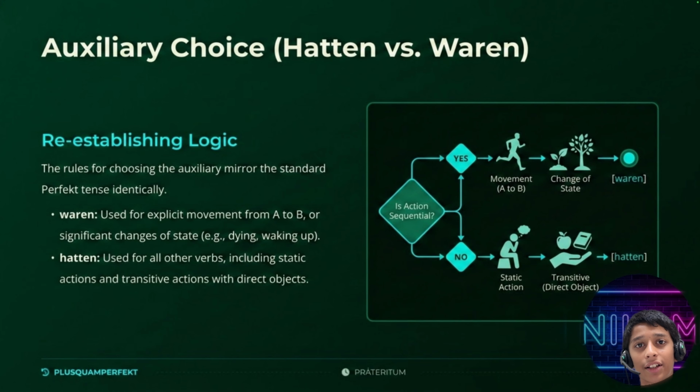Everything else, static actions and especially transitive verbs that take a direct object like sehen, machen, lesen, those take haben. Quick gut check: if you can put a direct object after the verb, as in "Ich habe gelesen, the report," then very good. That's basically always a haben verb.